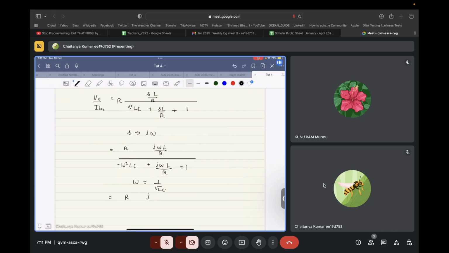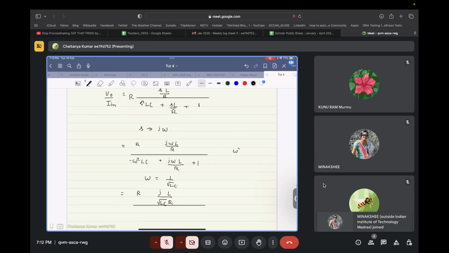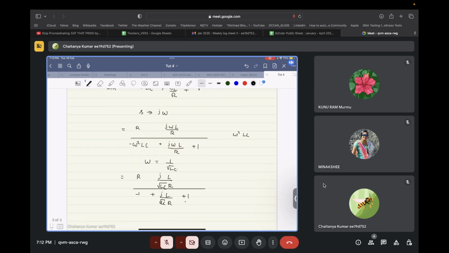So if omega is equal to 1 by square root LC, we get R j by square root LC L by R divided by, now this omega square LC at omega equal to 1 by square root LC will become 1, right? So it's minus 1 plus j L by square root LC times R plus 1. So this 1 and 1 will cancel with each other, and we will be left with R. So what we have is V naught is equal to R times IN. Correct?